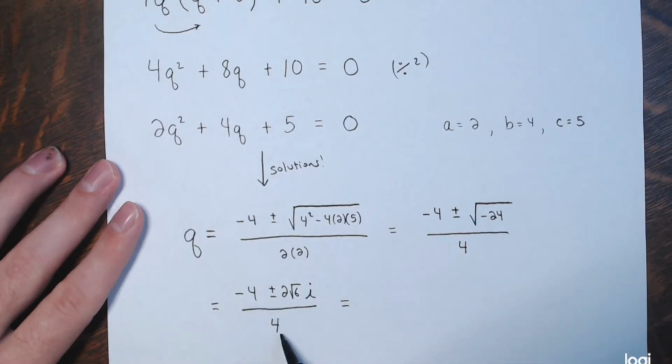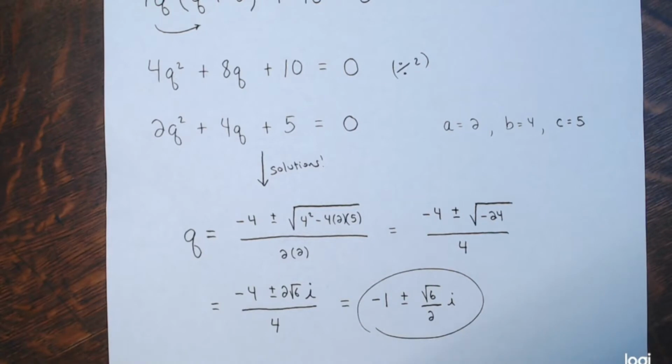Negative 4 divided by 4 is negative 1, plus or minus. And then when I take 2 square root of 6 times i divided by 4, 2 goes into 4 twice. This will be just the square root of 6 divided by 2 times i. And there are the two solutions for this equation. Negative 1 plus square root of 6 over 2 times i, and negative 1 minus half the square root of 6 times i.